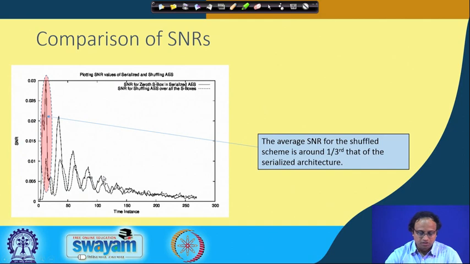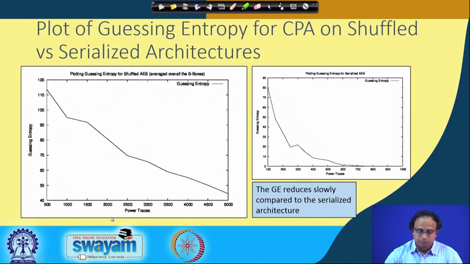Okay. So, for example, if you see the circle line, and if you compare this peak with this peak, then you will find a rough ratio of 3, which means that in the serialized architecture the SNR is almost 3 times more than that of the shuffled architecture, which means that the shuffled architecture is able to reduce the signal to noise ratio, and therefore is more protective against a differential power attack. Okay. And you can observe it from the guessing entropy plots also.